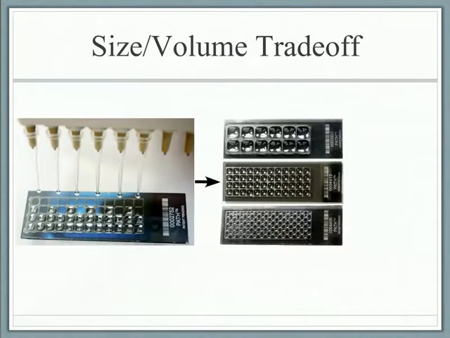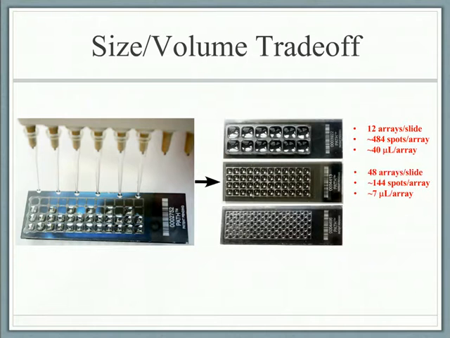and that's amenable to high throughput sample processing. We can vary the sizes of the wells, so there will be a trade-off between the number of different antibodies that go in each well versus the volume that goes in each well. For example, if we print 12 arrays on one slide, we can fit about 484 spots in each array, and it takes about 40 microliters per array. A medium size that we find really practical is 48 arrays per slide, up to 144 spots with only 7 microliters per array. Or if we want to use really small assays, we can do 192 arrays with up to just 9 spots per array, but a very small volume per array.